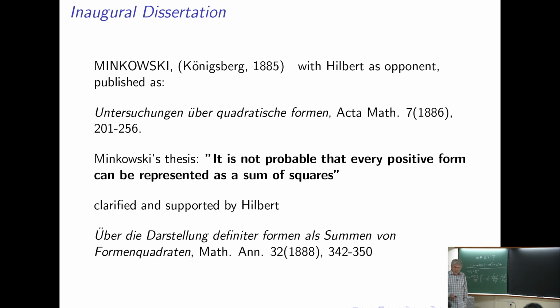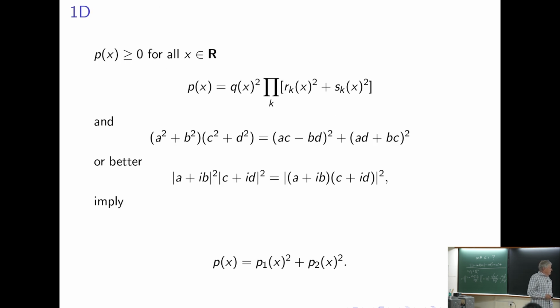Hilbert supported this with a complete proof. So the year is 88. And contrary to what is happening in one direction, Hilbert showed that in 2D, not every non-negative form is a sum of squares. So I'll give you a little hint of his reasoning.